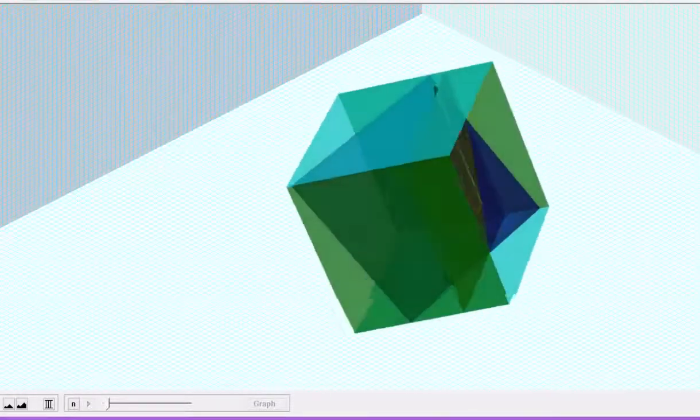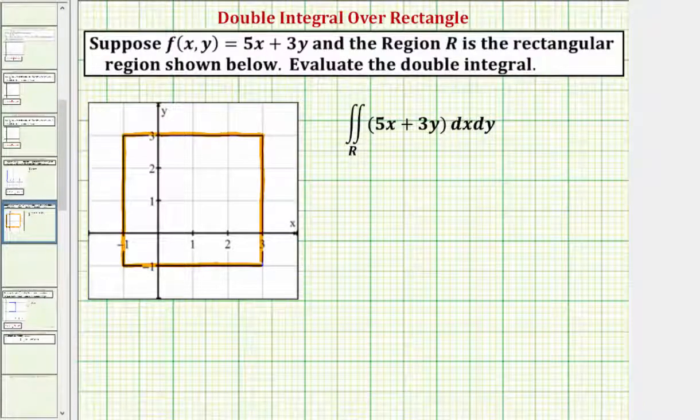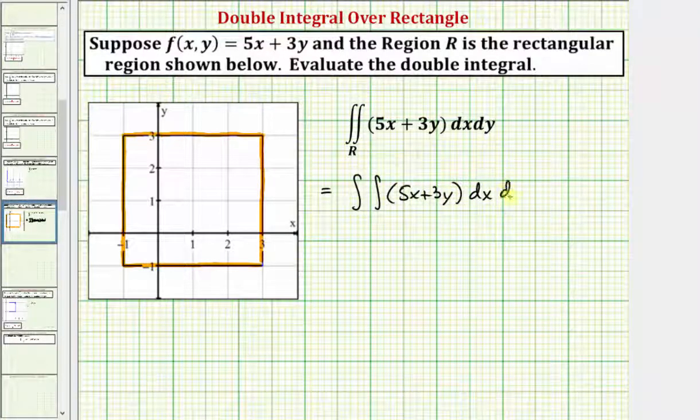So going back to our example, notice how it does specify to integrate with respect to x first and then y. So this is going to be equal to the double integral of f of x comma y. The interval for x, again, is from -1 to 3. The interval for y is also from -1 to 3. Let's evaluate this double integral on the next slide.